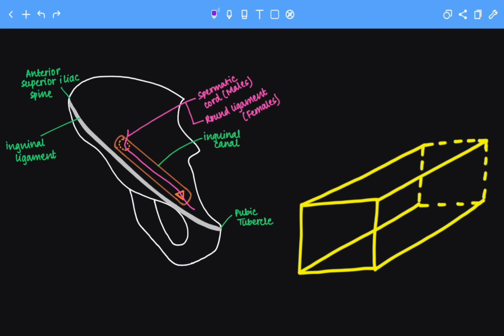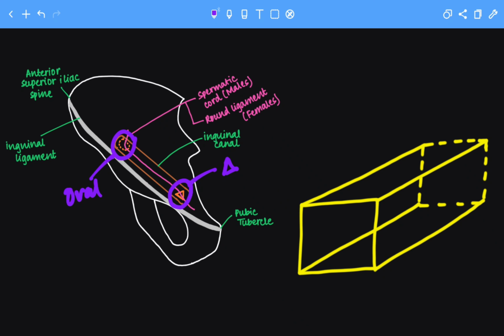The inguinal canal has two openings as we can see in this image. This one over here is drawn with dotted lines because it's on the posterior side. This is the deep inguinal ring and this one over here is the superficial inguinal ring. So the deep inguinal ring is oval in shape, while the superficial inguinal ring is triangular in shape.